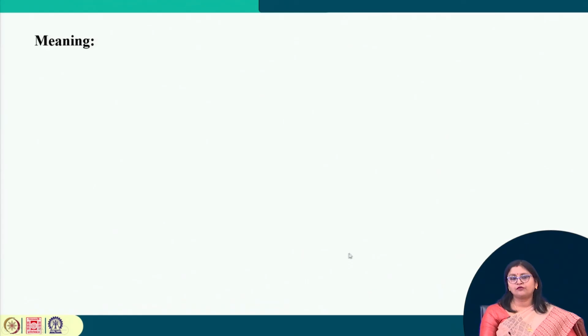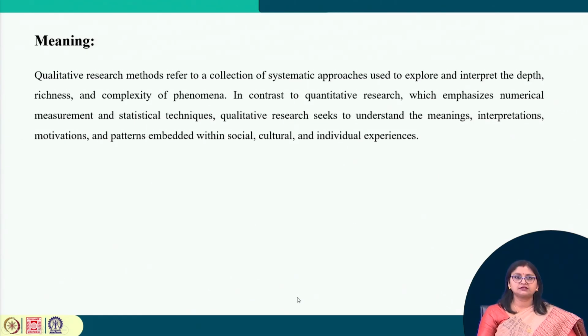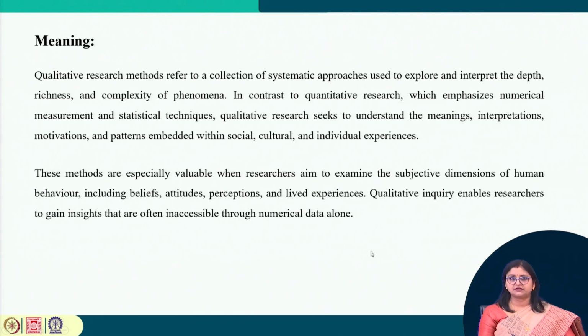So, if we go for the meaning of qualitative research methods, it refers to a collection of systematic approaches used to explore and interpret the depth, richness and complexity of phenomena. In contrast to quantitative research, which emphasizes numerical measurement and statistical techniques, qualitative research seeks to understand the meaning and interpretation of motivations or patterns embedded within social, cultural and individual experiences.